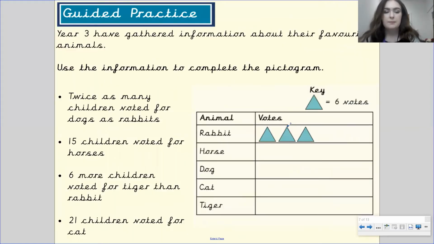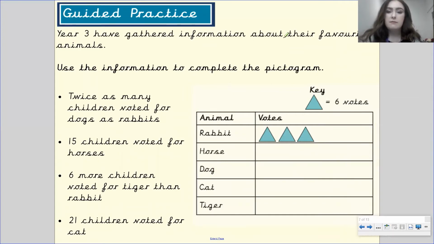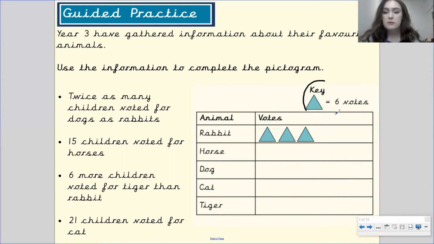Okay, let's have a look at the next one. Year 3 have gathered information about their favourite animals. Use the information to complete the pictogram. So before we do anything, let's have a look at our key. We can see that every time we see a triangle, that represents 6 votes, which means if we have a triangle that's in half, that's going to represent 3 votes.